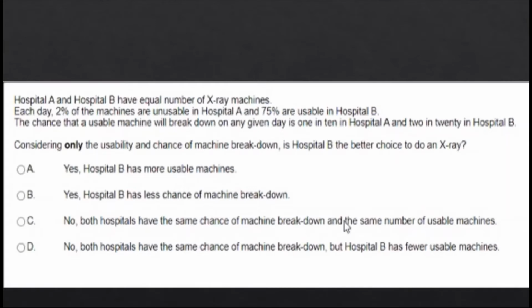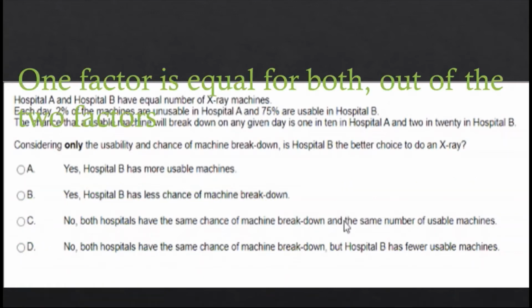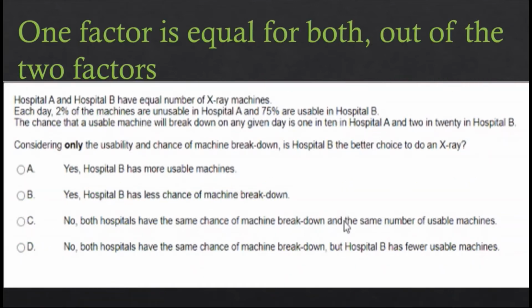Right, so looking at the question on the screen, and these kind of questions where you are presented with 2 factors and you have to consider both of them and choose which option would be the better one. These kind of questions appear towards the end of the test, the decision-making subsets, and the key tip that I would give for this type of question is that one factor is equal for both out of the two factors.